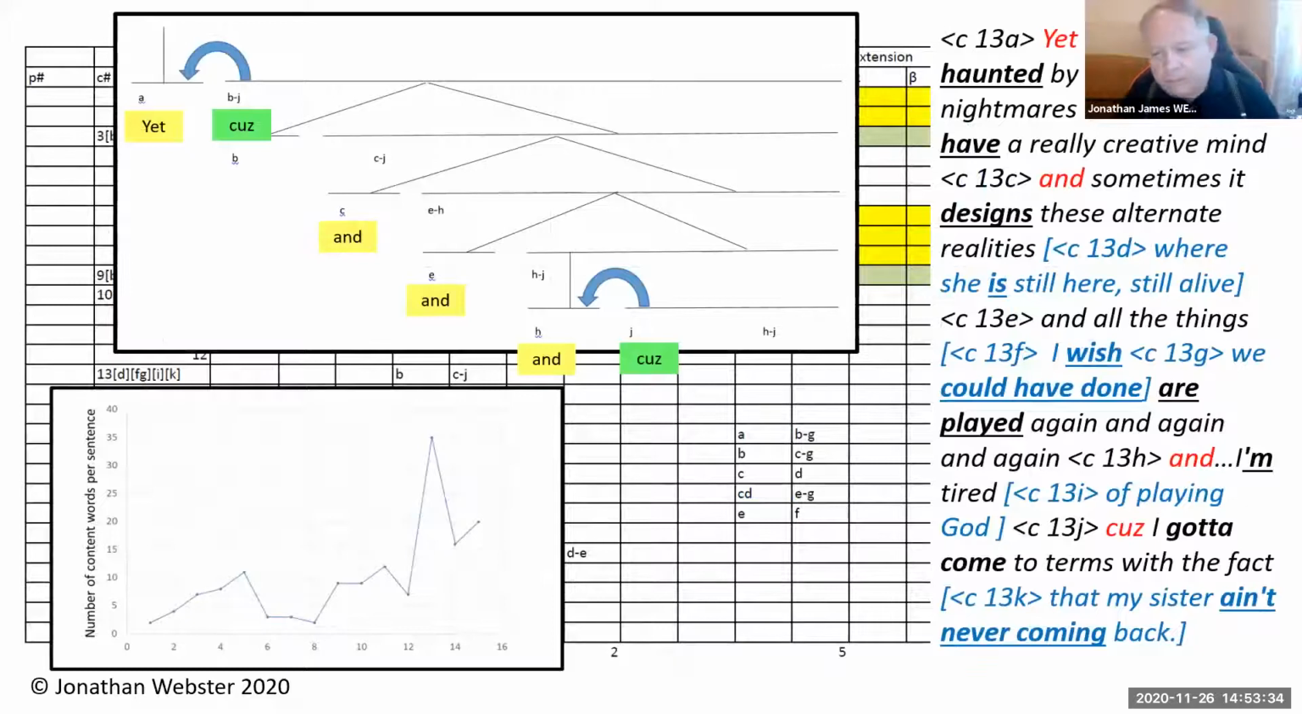When we take a look at sentence 13, we notice that there's quite a lot of what we would say are paratactic conjunctions. And there's cause, which because, but in this very colloquial way of speaking.